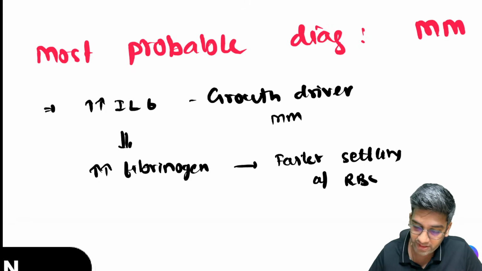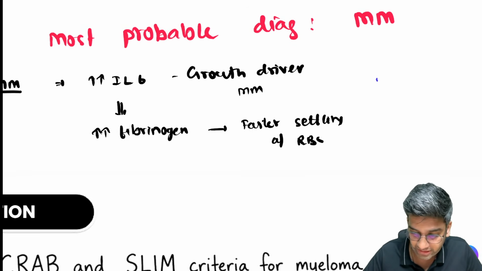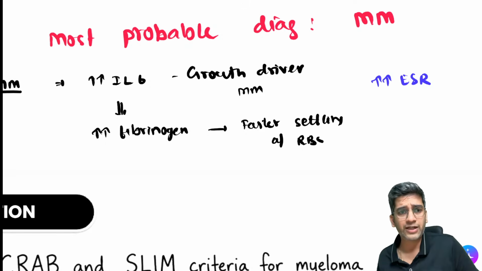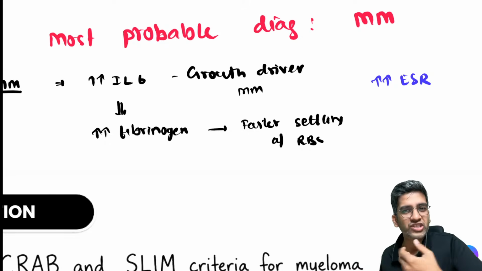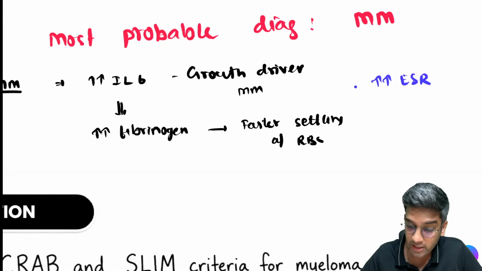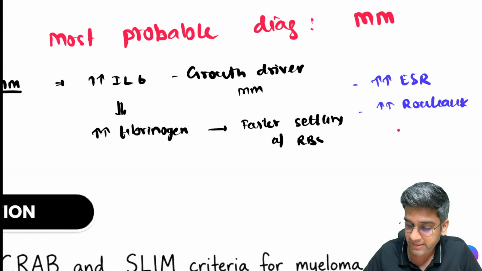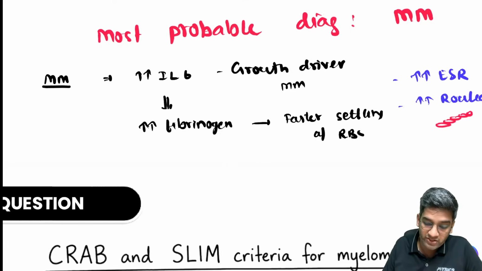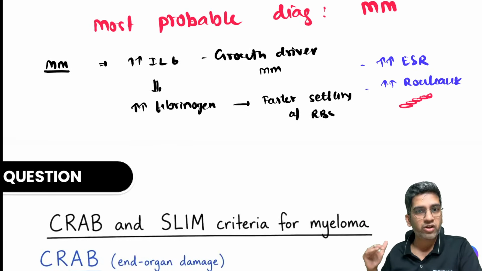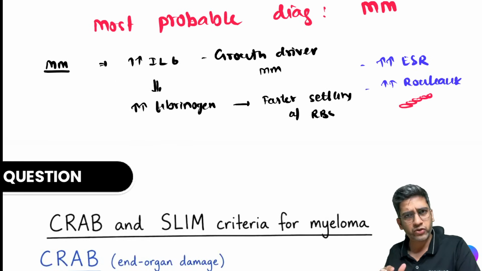And that increases two things. It increases your ESR. Elevated ESR is very classical for myeloma, though it is not used these days; we have much more defined criteria. Not just that, it will also increase the sedimentation of RBCs in the peripheral smear, which is Rouleaux. Rouleaux is nothing but a stack of coins, RBCs settling one on top of the other. This could be a reasoning why question. In multiple myeloma, one of the growth drivers is interleukin 6, which has multiple other roles that result in Rouleaux formation.